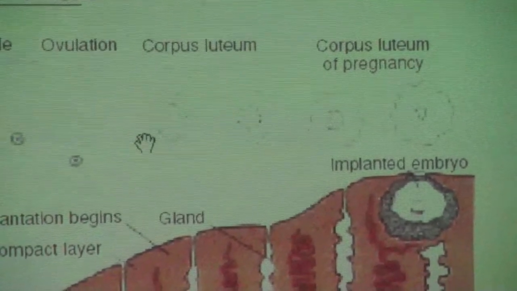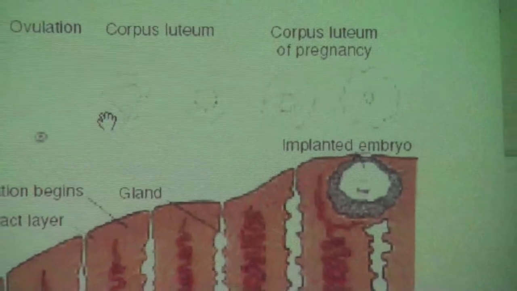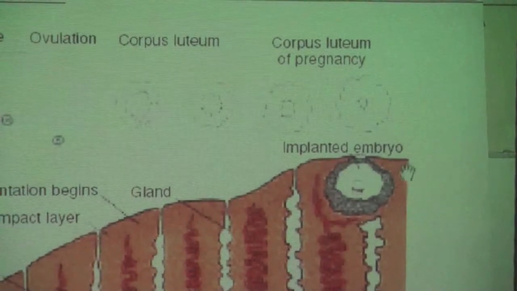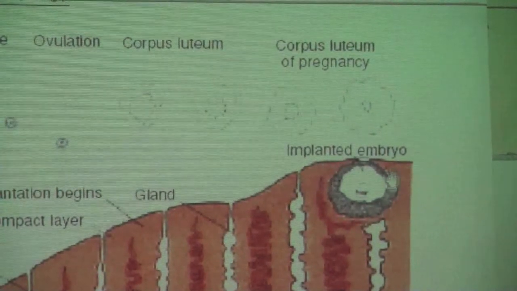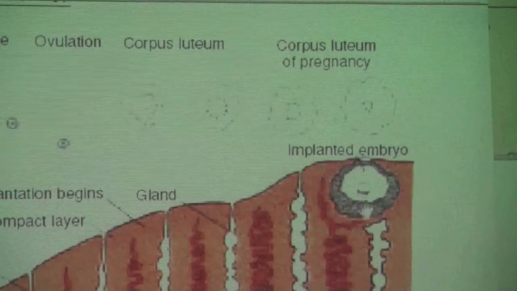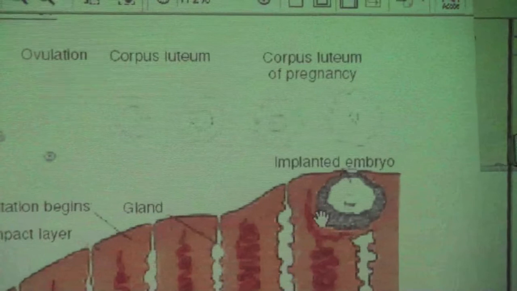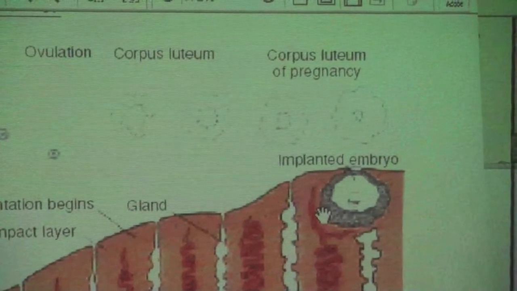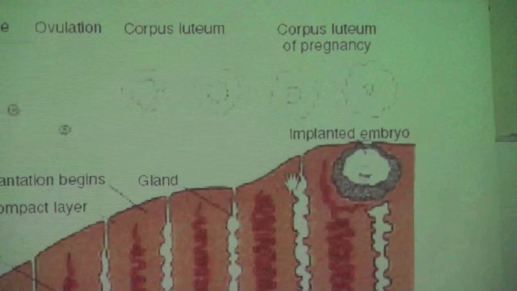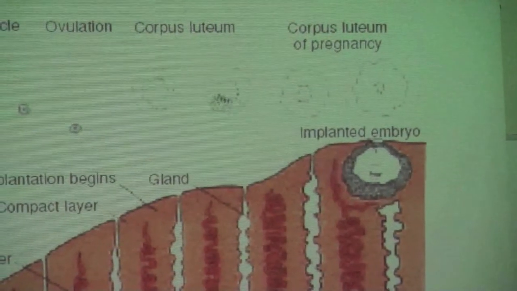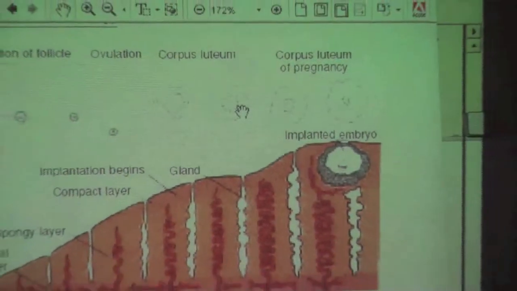To make the corpus luteum live, we need LH hormone. Now this LH, if pregnancy takes place, will come from this cytotrophoblast layer of the conceptus. This layer will secrete a hormone called human chorionic gonadotrophin, which is just like LH. It will come from here to here and make the corpus luteum stay alive.